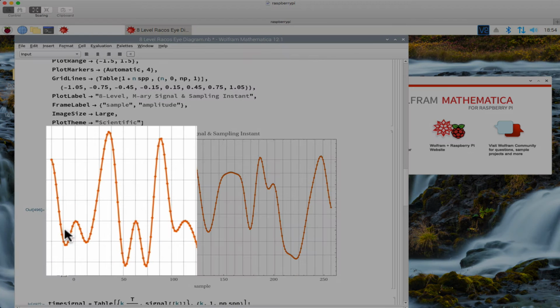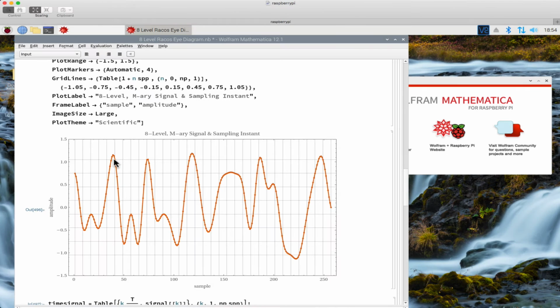We can notice that here, here, here, and so on. This requires precise timing to get those exact values.